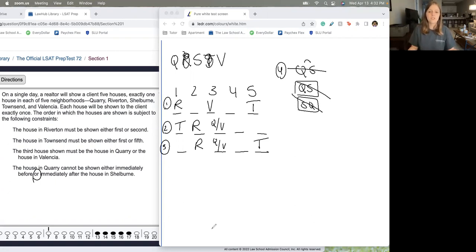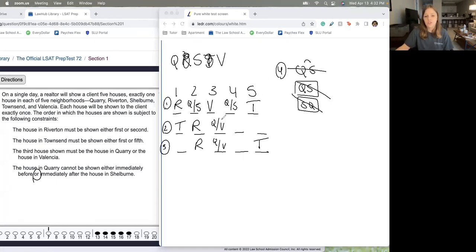And my remaining variables Q and S, because they hate each other, they can't touch each other, they're split up by V. So it really doesn't matter which one goes first. There's nothing that tells me that Q has to go before S or S has to go before Q. So I'm going to say Q and S flip-flop. And that's good. Okay.